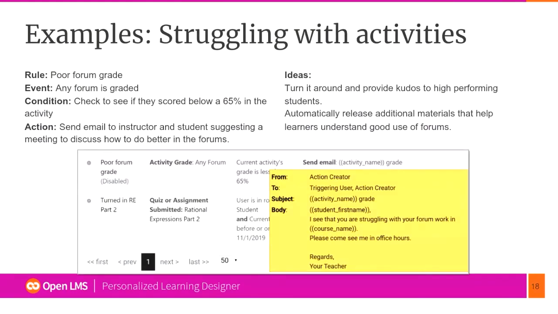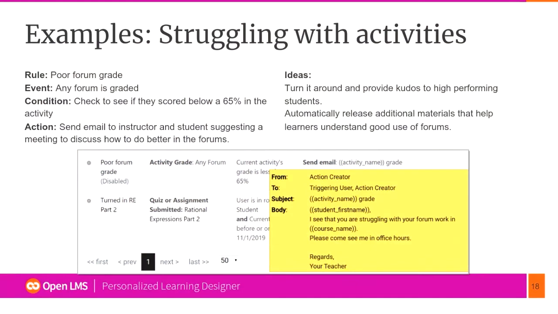Another example is struggling with activities. So, for example, if there's a poor form grade, and you want the student to receive a message that they should reach out to you as the teacher if they're struggling with form activities, and this could be related to any activities, but check to see if they scored below a 65% in a certain activity. And you can see the action is send an email to the instructor and student suggesting a meeting to discuss how to do in the forums.